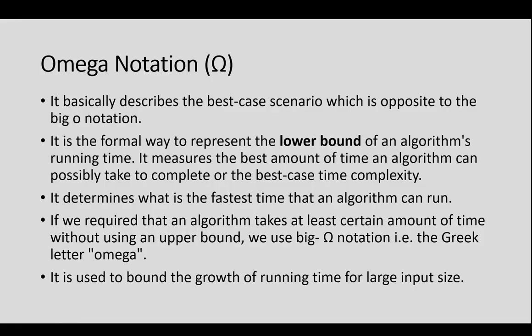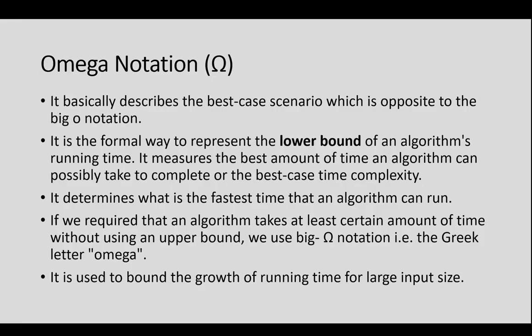Big O notation. Okay, omega notation is the opposite of big O notation. It is a formal way to represent the lower bound of an algorithm's running time. So if big O notation is considering the upper bound, then omega notation would be considering the lower bound, correct?